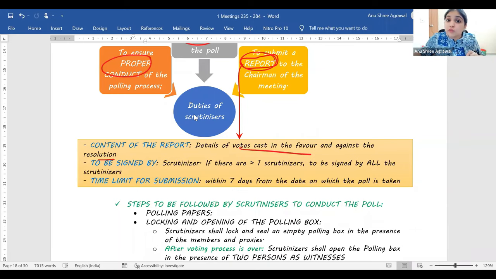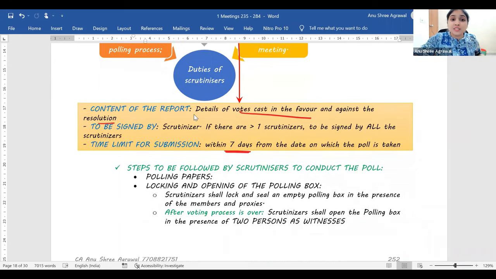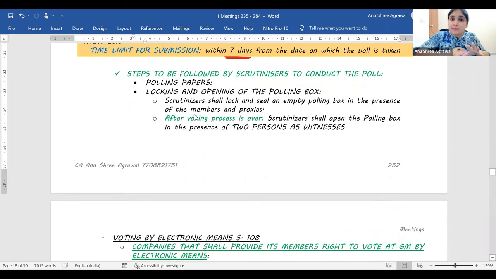That declaration, who will make? Chairperson will make. In the report, they will just write how many votes were in favor, how many votes were against. And they will give this report to the chairperson within 7 days from the date on which the poll was taken. Okay, what will these scrutinizers do in the poll? They will arrange for polling papers, and they will give the polling papers to all the shareholders. Then, in front of all the shareholders, they will show, see the box is empty, and in front of everybody, they will lock the polling box.